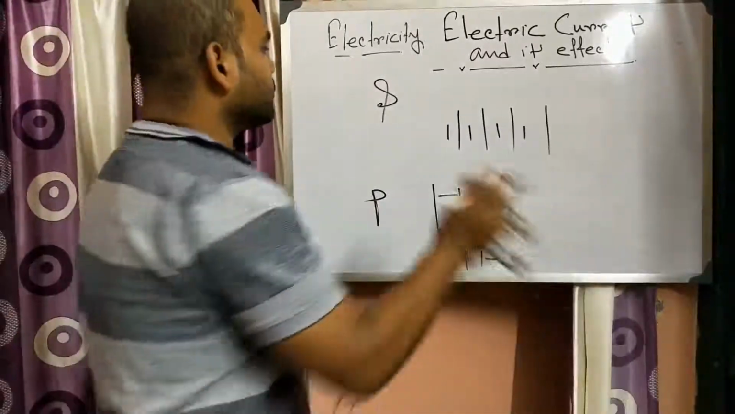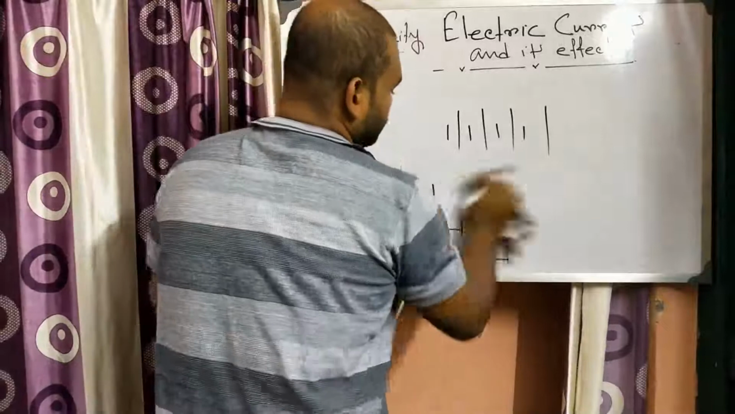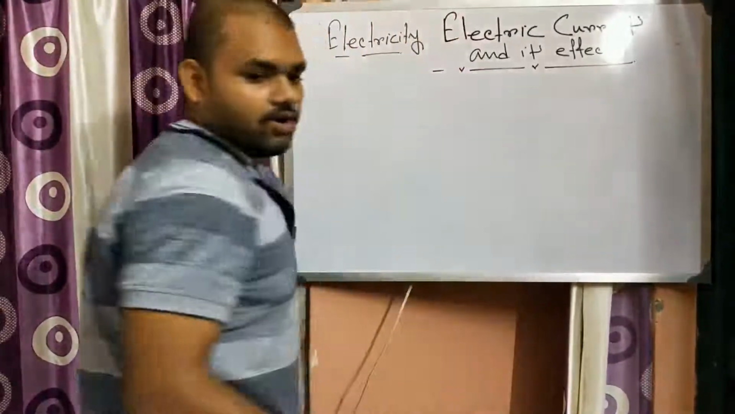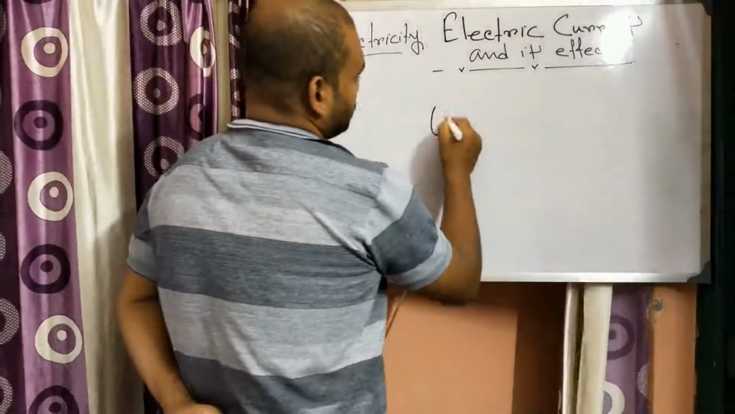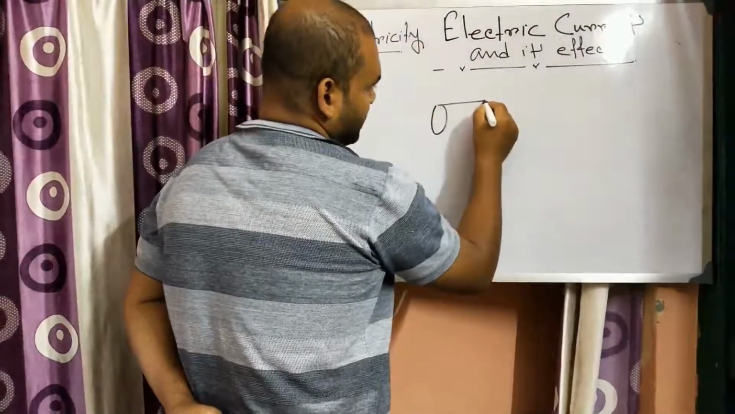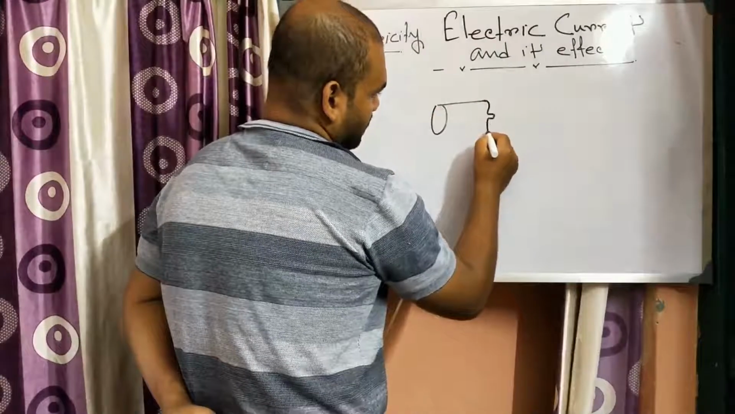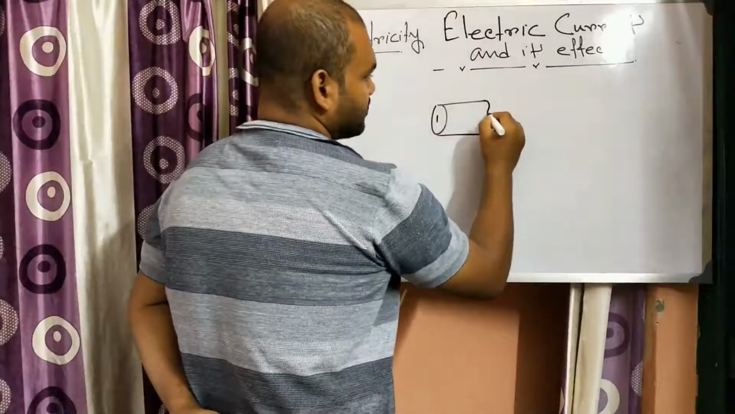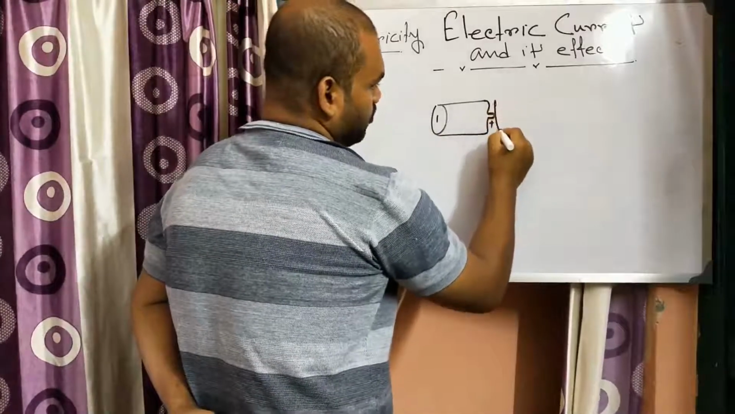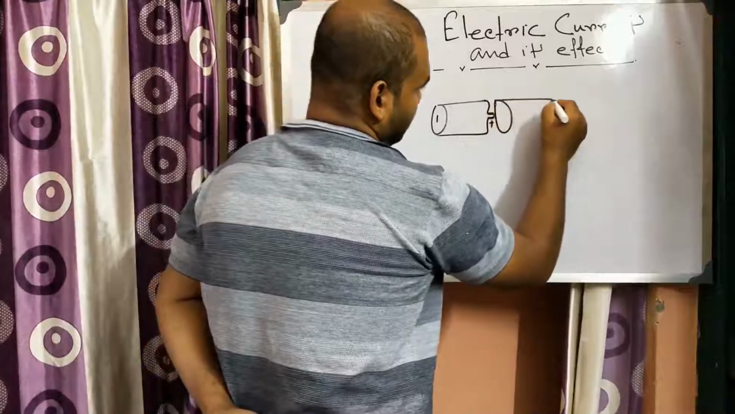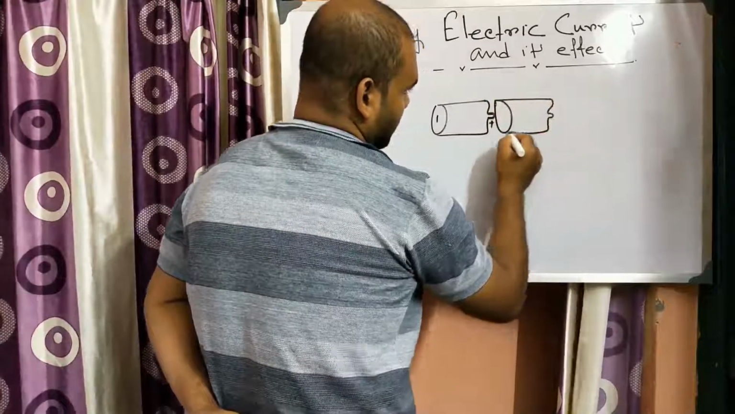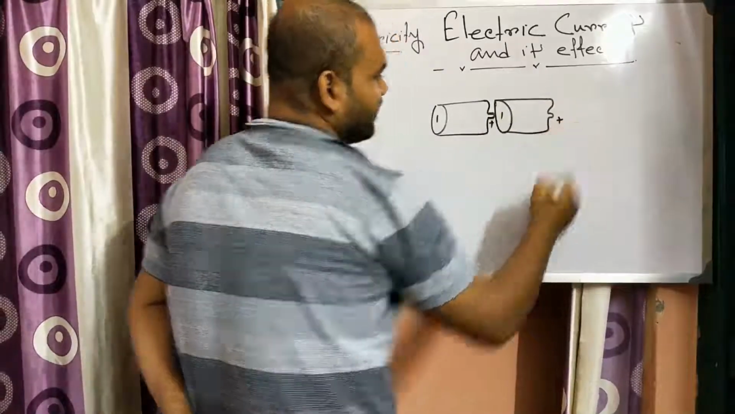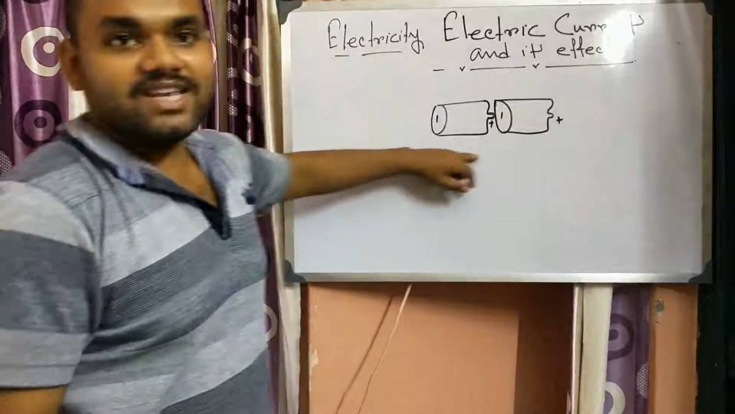In a torch we will use series combination, where two cells are connected. Suppose this is a cell. It looks like this. This one is the negative end, this one is the positive end. Another cell is connected like this, so its positive end is connected with the negative end. This is the series combination.